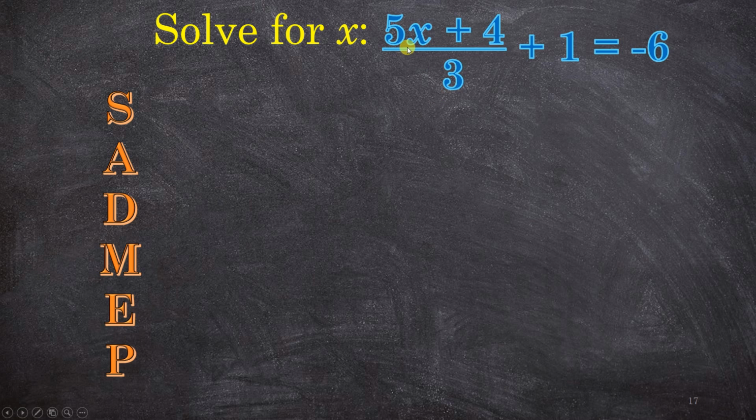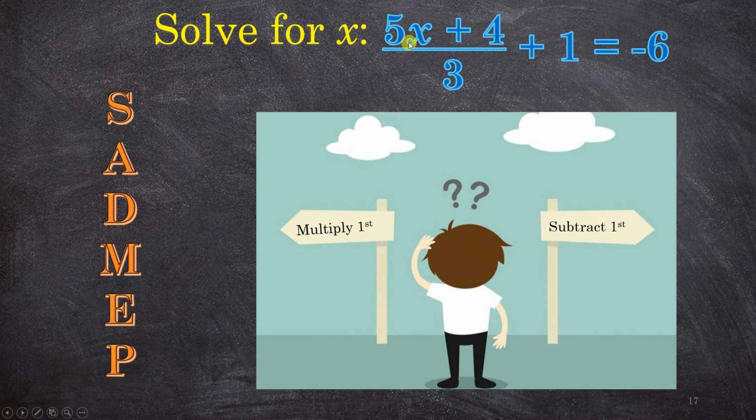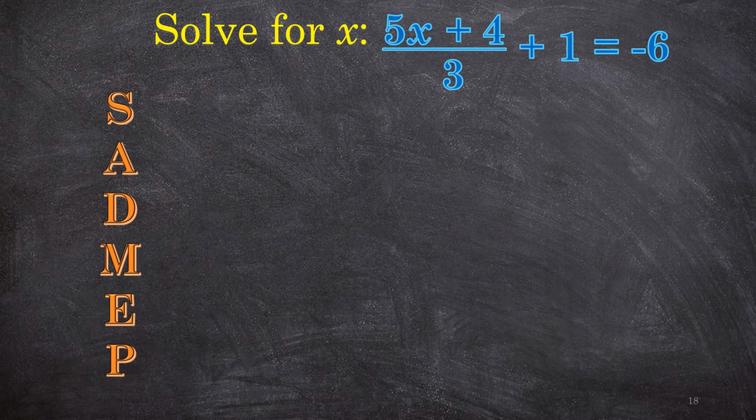Here's the issue. Just like before, x is stuck in a group. We have to get it out. The problem is, what are we going to do first? Are we going to multiply everything by 3? Or are we going to subtract 1? It doesn't matter. You'll get the same answer either way you do it. Why don't you go ahead and give it a shot, though? Go ahead and pause the video. Try it again. When you're done, just click play, right?